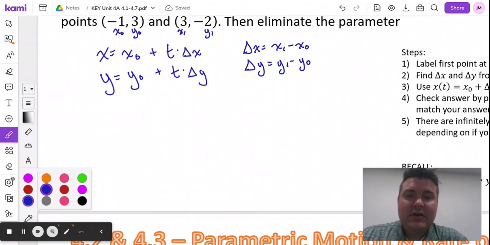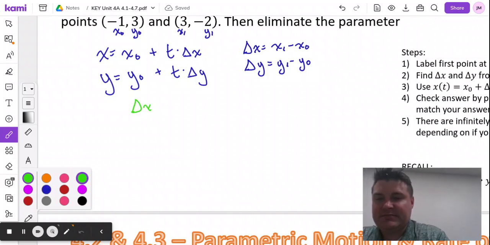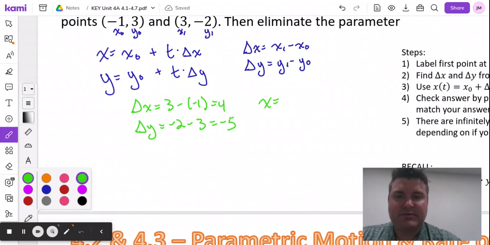I'm getting rusty. Okay, so for this equation right here, I'm going to find my change in x. So my change in x is going to be 3 minus negative 1, so I get 4. My change in y is going to be negative 2 minus 3, which is negative 5. So my x equation is going to be my x naught, which is negative 1, plus 4t. My y equation is going to be 3 minus 5t. And there you go.